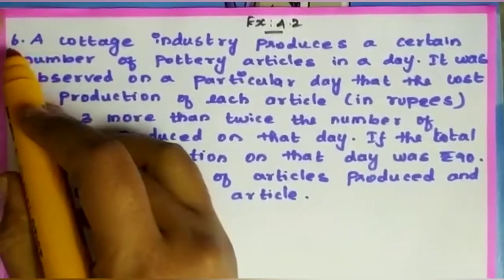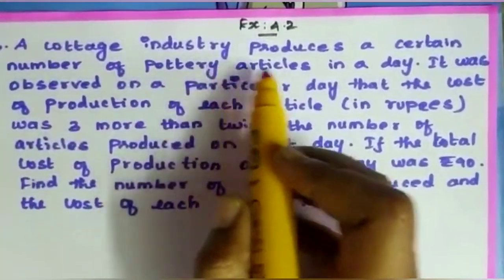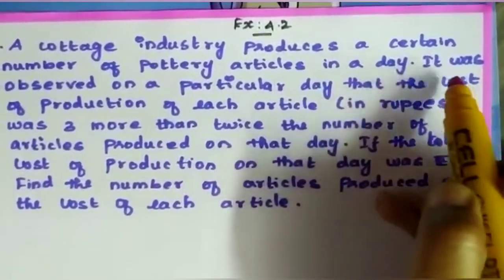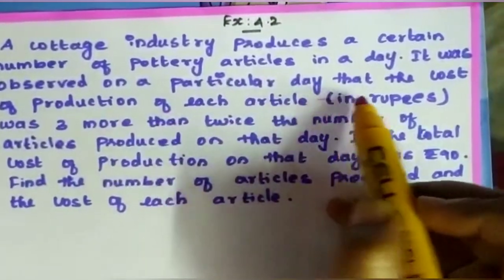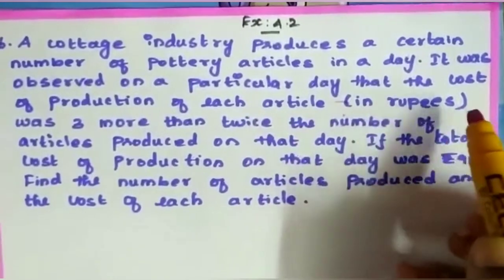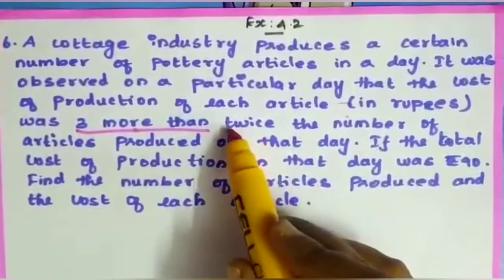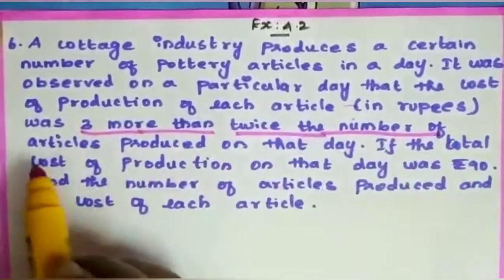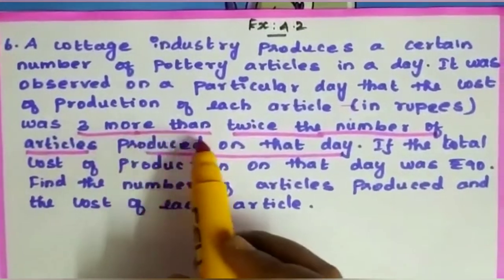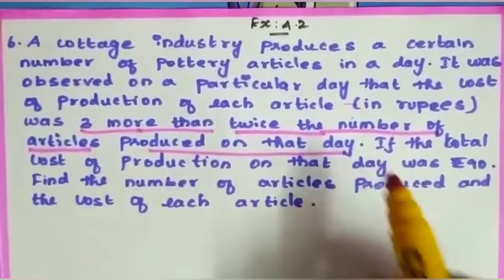Next, sixth problem in exercise 4.2. A cottage industry produces a certain number of pottery articles in a day. It was observed on a particular day that the cost of the production of each article in rupees was 3 more than twice the number of articles produced on that day.